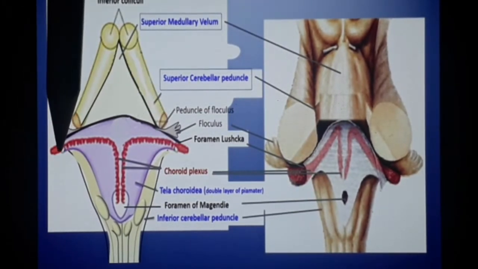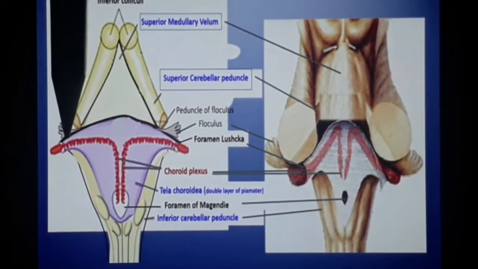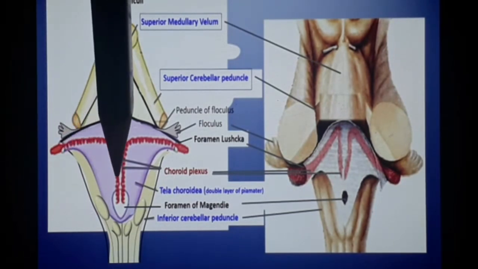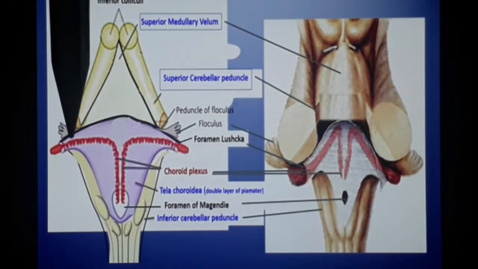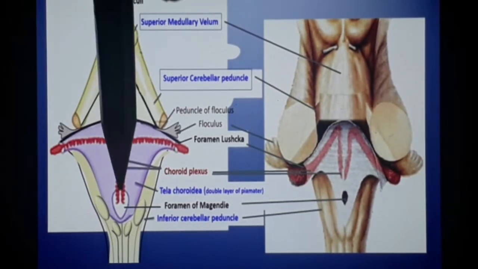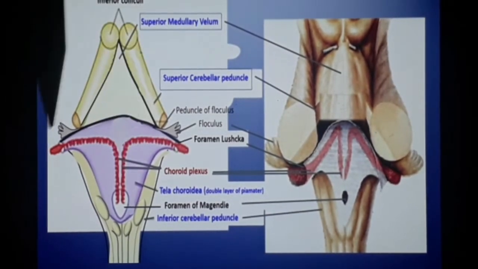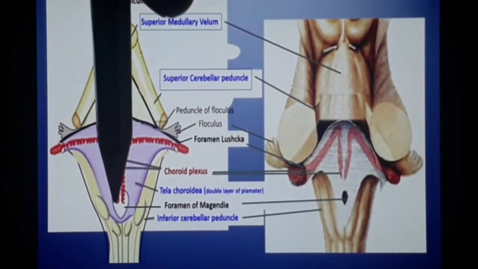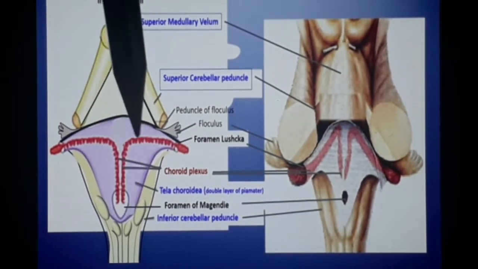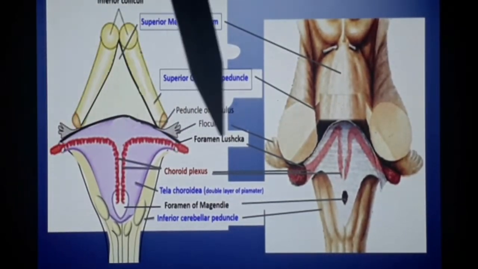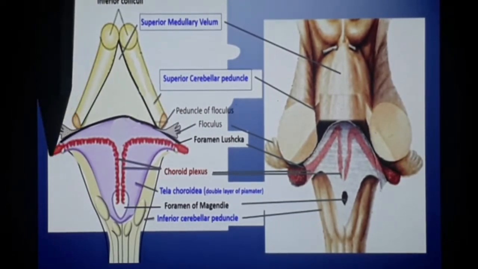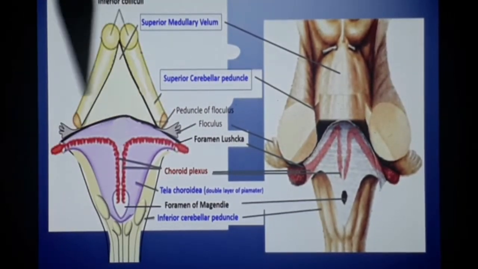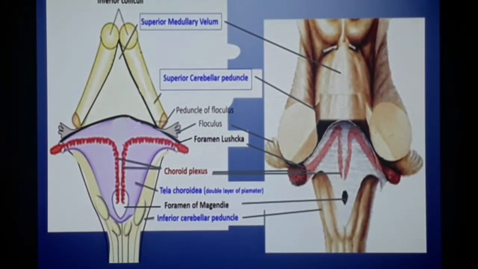This will receive its blood supply, or the branches will be received, from the posterior inferior cerebellar artery. It is T-shaped. It contains a vertical limb and two horizontal limbs. The vertical limb will open till the foramen of Magendie, and the horizontal limb will open till the foramen of Luschka. So what is the function of this choroid plexus? The choroid plexus of the ventricles produces the cerebrospinal fluid.